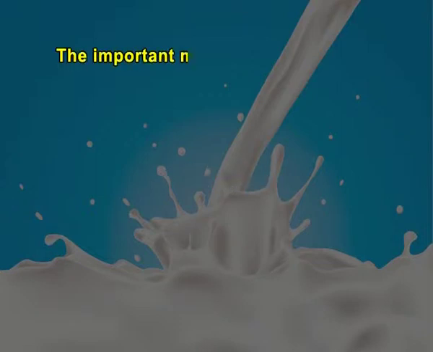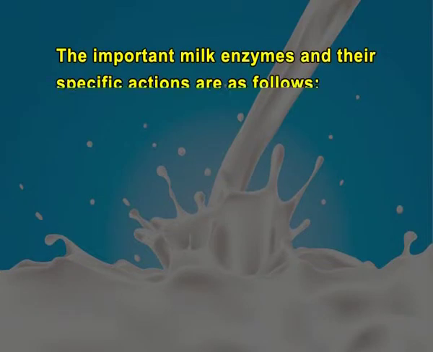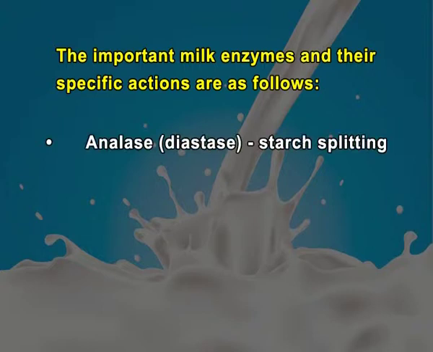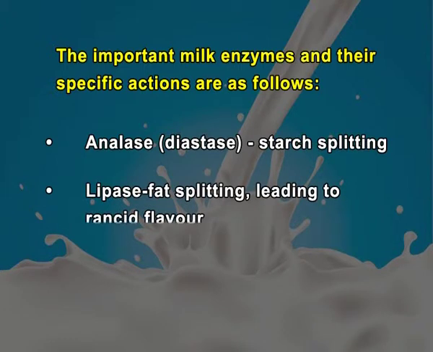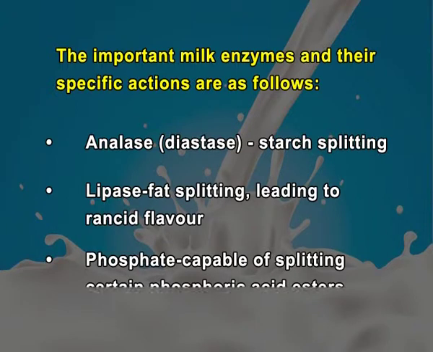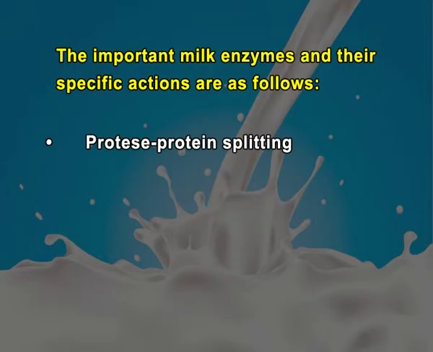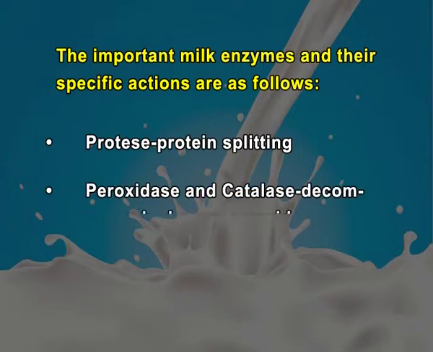Enzymes. The important milk enzymes and their specific actions are as follows. Amylase or diastase are starch splitting. Lipase is fat splitting, leading to rancid flavor. Phosphatase is capable of splitting certain phosphoric acid esters, and is the basis of the phosphatase test for checking efficiency of pasteurization. Protease is protein splitting. Peroxidase and catalase decompose hydrogen peroxide.